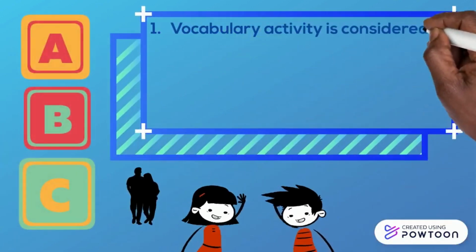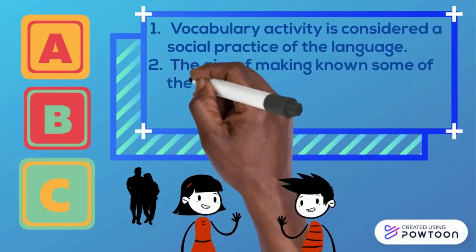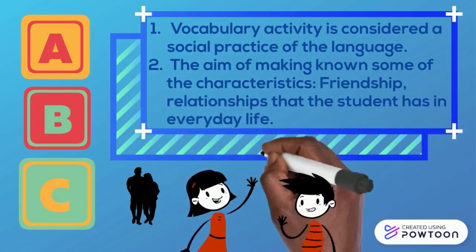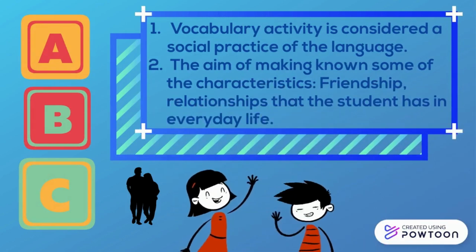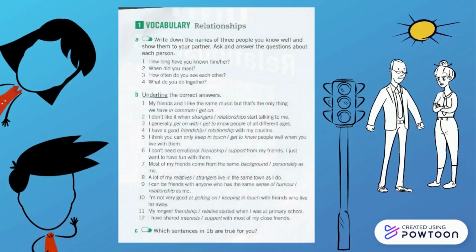The first vocabulary activity is considered a social practice of the language, since the activity is based on the transmission of information in writing with the aim of making known some of the characteristics that stand out in the friendship relationship that the student has in everyday life.